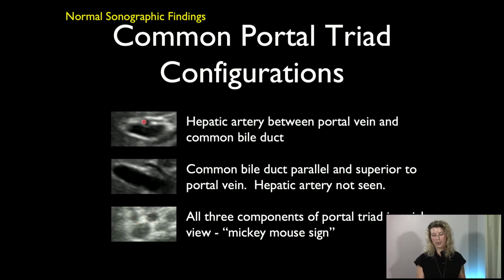I think the top configuration is the most common, where you're seeing a very clear transverse of the portal vein and you're seeing the length of the common bile duct running on top of it.